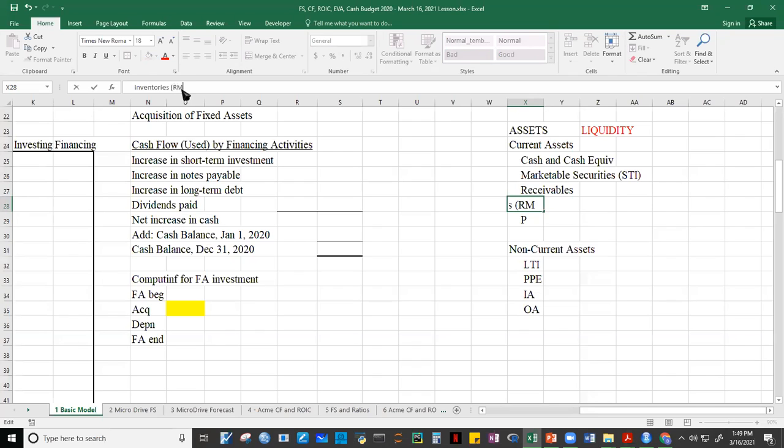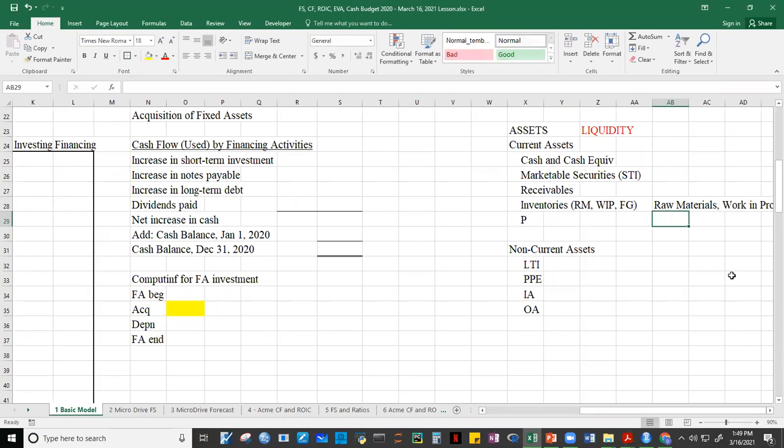Kaya tatlong levels ng inventory, ano-ano siya? Raw materials, work in progress, correct? At saka finished goods po. Yan, okay. So ito guys yung tatlong levels ng inventories. Okay, so we have your raw materials, sulat ko na nga din. Raw materials, and then work in process, and then your finished goods.